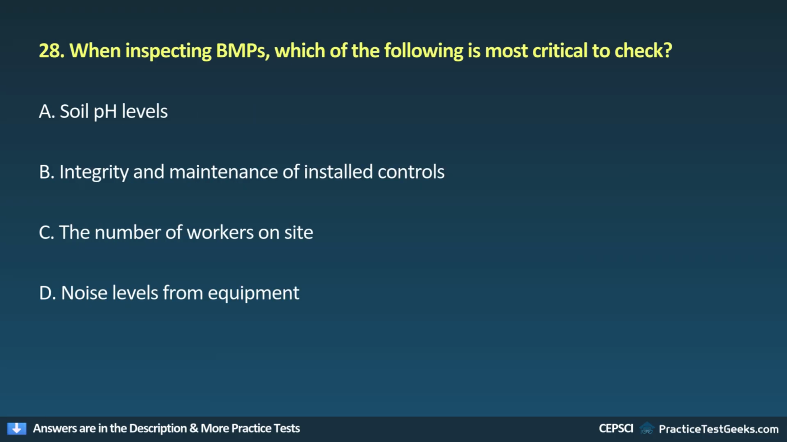28. When inspecting BMPs, which of the following is most critical to check? A. Soil pH levels. B. Integrity and maintenance of installed controls. C. The number of workers on site. D. Noise levels from equipment.